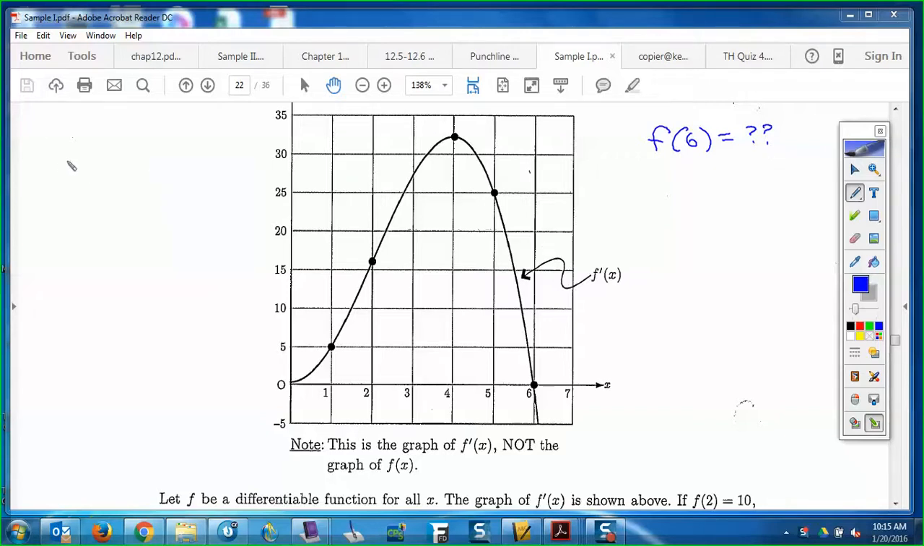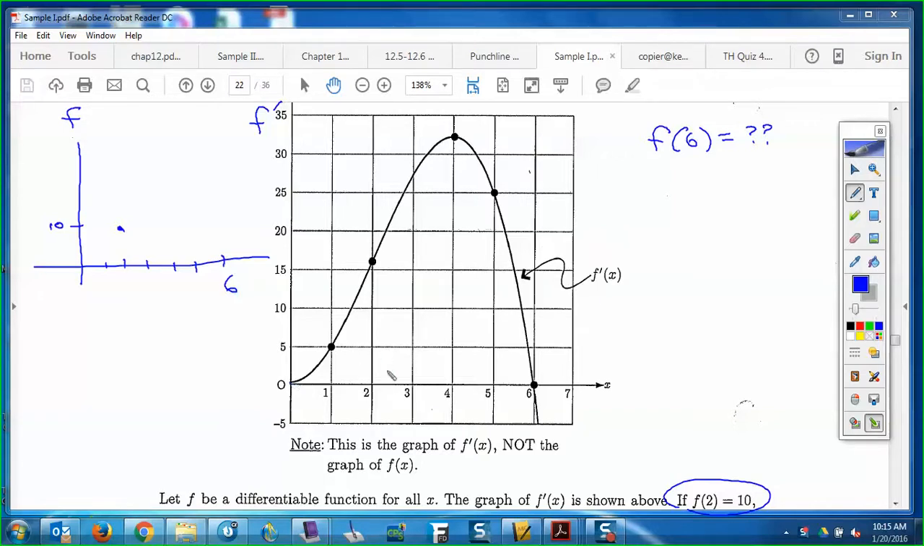Well, remember, we've done this before where we had an f prime graph, which this is, and then we wanted to think of the f graph. And that's kind of what this would be about. So if they tell you that f of 2 is 10, so if the f graph was up here at 2, it was at 10, then at 3, 4, 5, and 6, where is it? So you could do something like that.